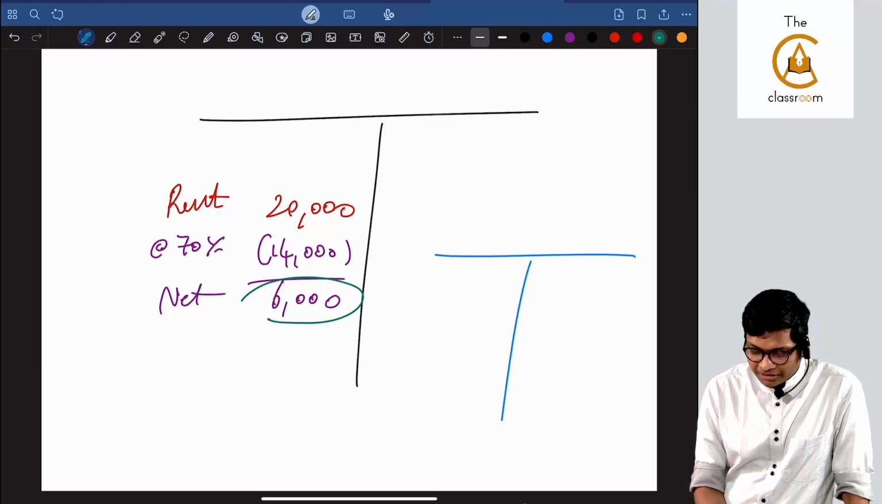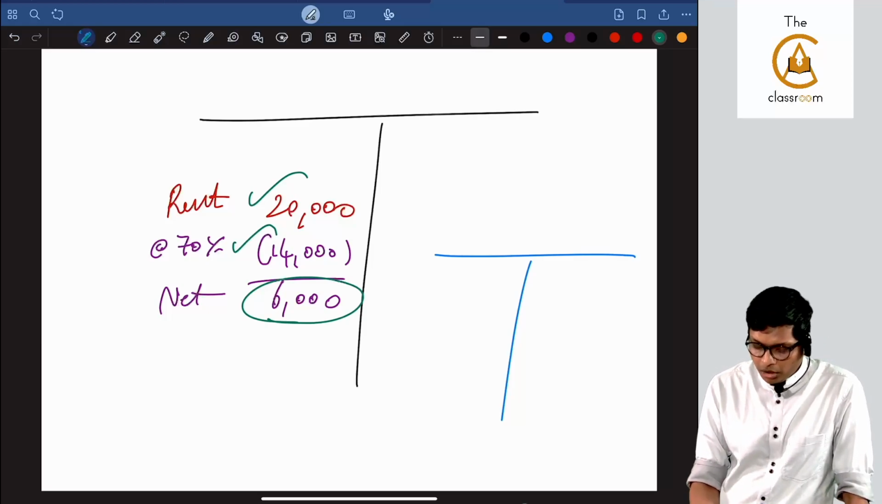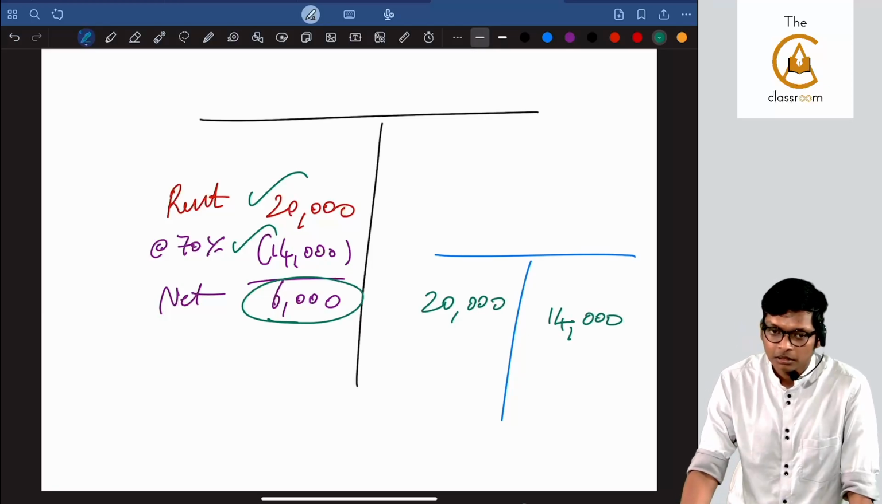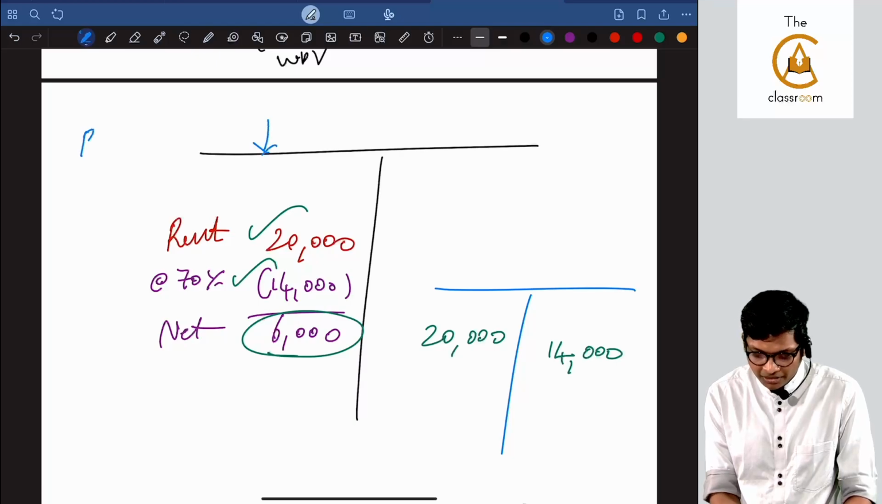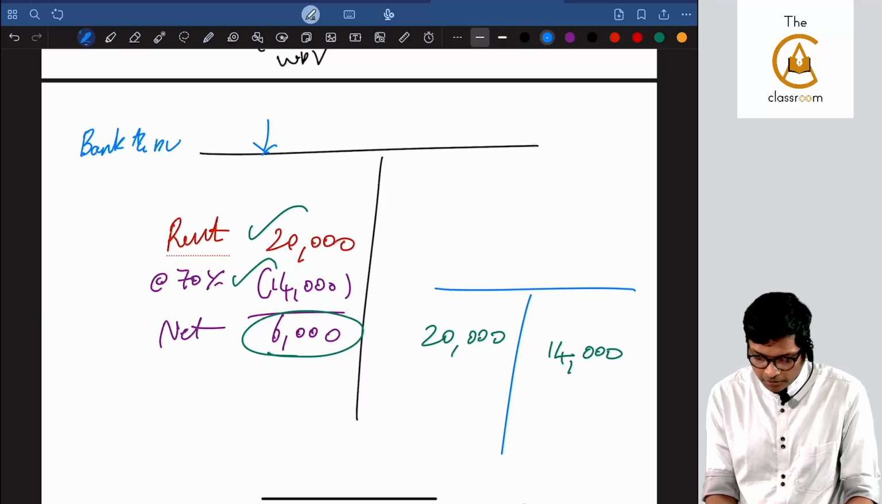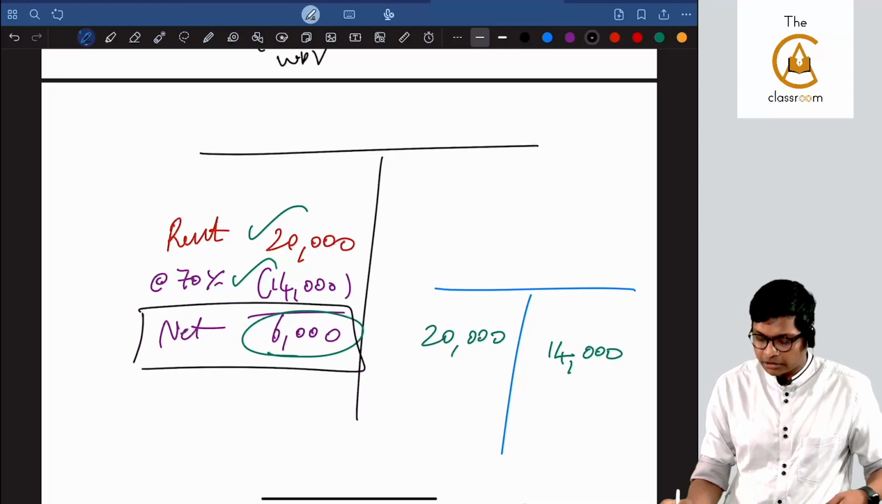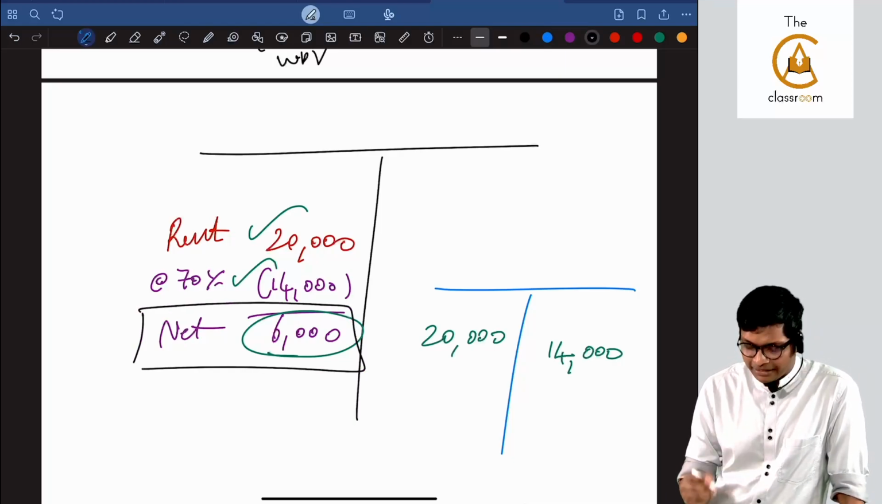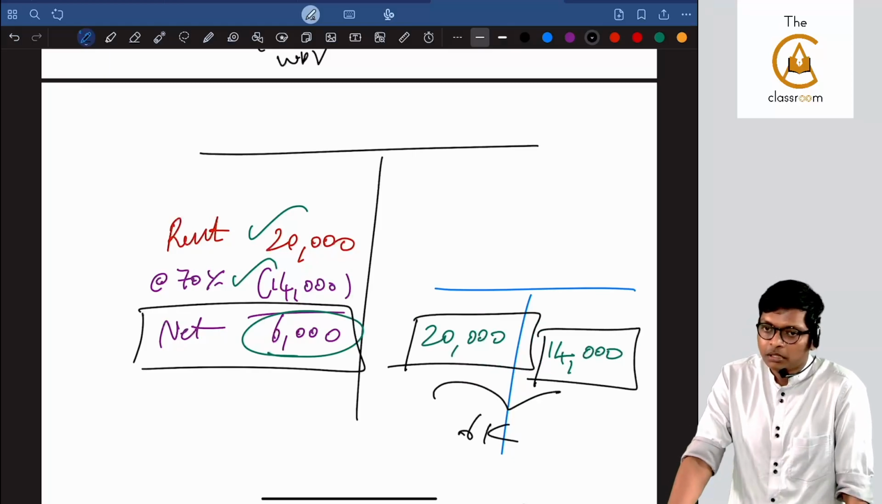Should I directly account 6,000, or show 20,000 on debit and show 14,000 on credit? So option 1, when I receive the grant, the entry will be bank account debit. How much? No, it's a discount. I'm only paying how much? 6,000 net. Or should I pass a dummy entry for 20 debit and 14 credit and show net of 6? Which one?